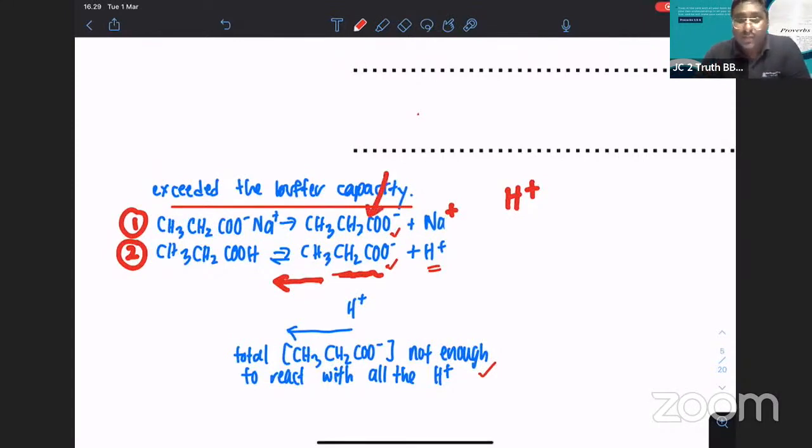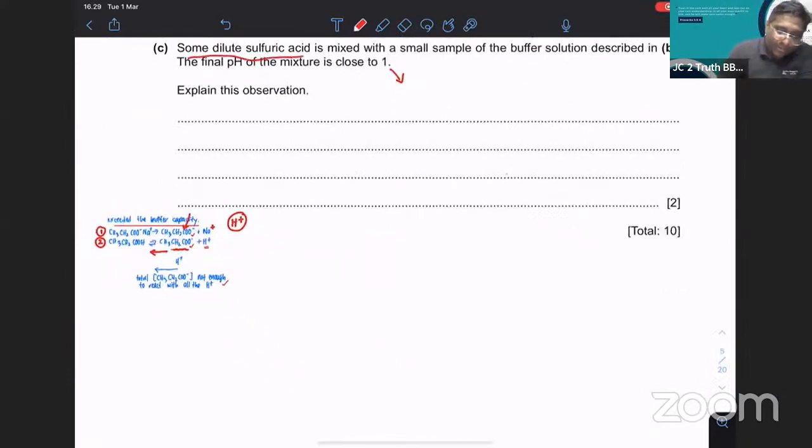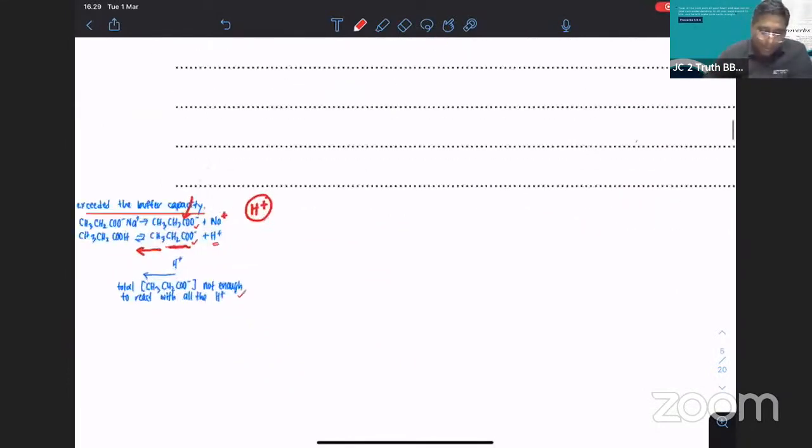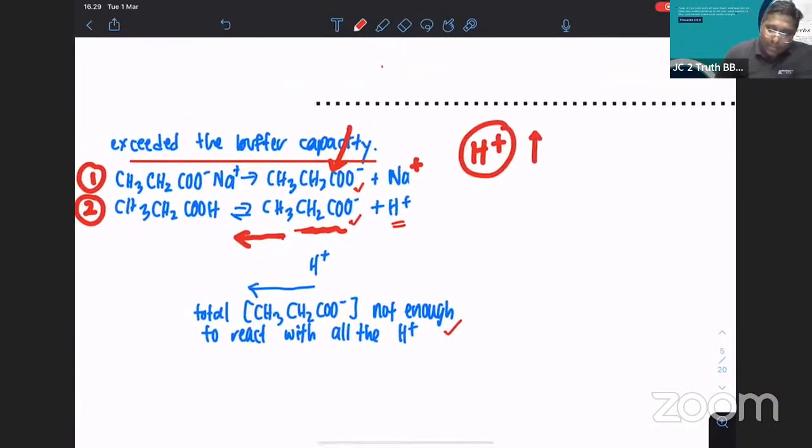But the decrease is compensated by this reserve from the salt. So if you have a lot of H plus, when you add some dilute sulfuric acid over here, what happens? The H plus is too much. It has already reacted with all the propanoate ion, until there is not enough propanoate ion to remove the H plus. So the H plus will stay.